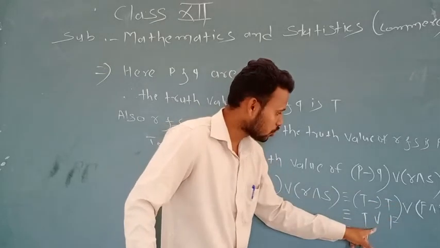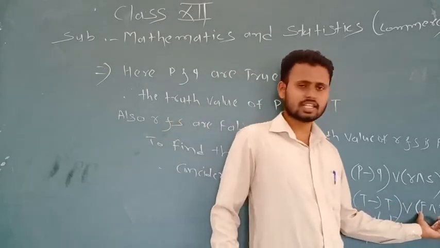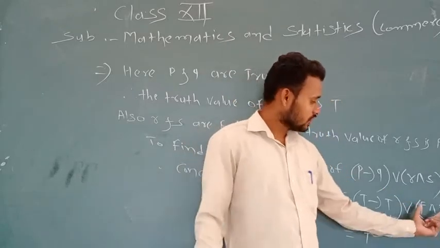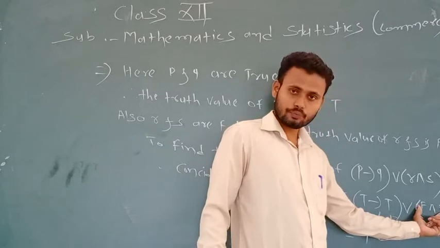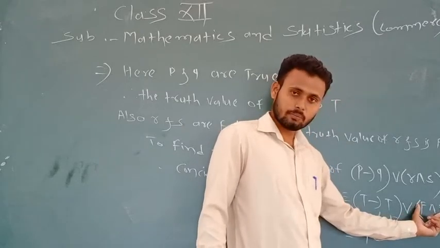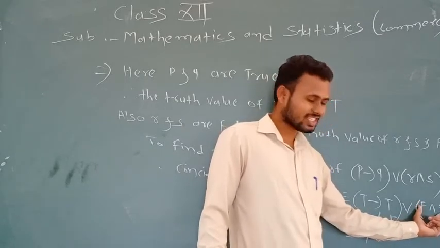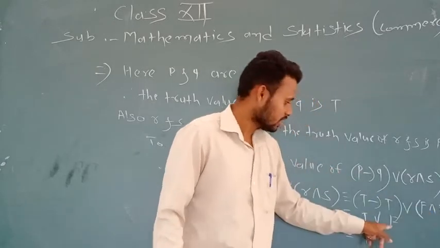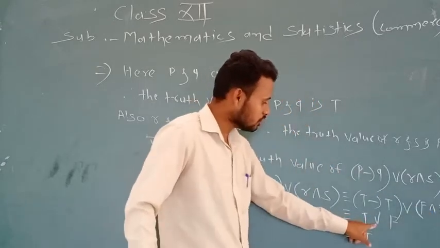Here, this symbol is join. In conjunction, we know that if both these substatements are true, then the conjunction is true. Otherwise, it is false. This is the otherwise condition. Therefore, here F. Now here T join with F.